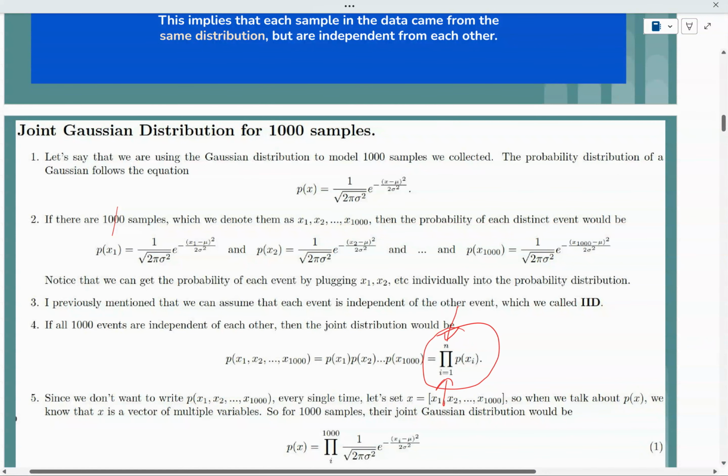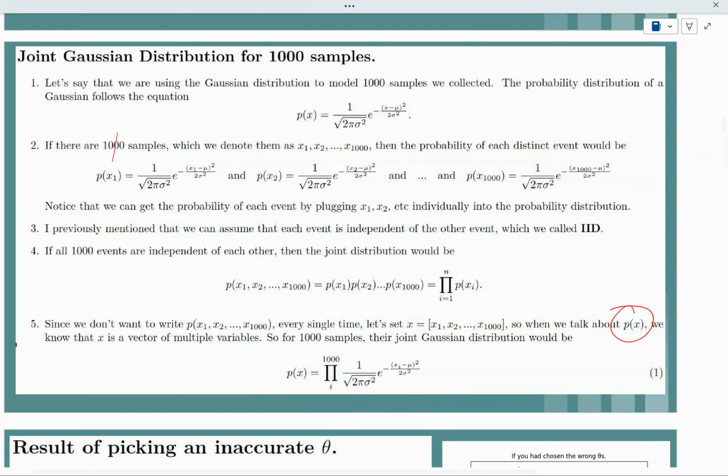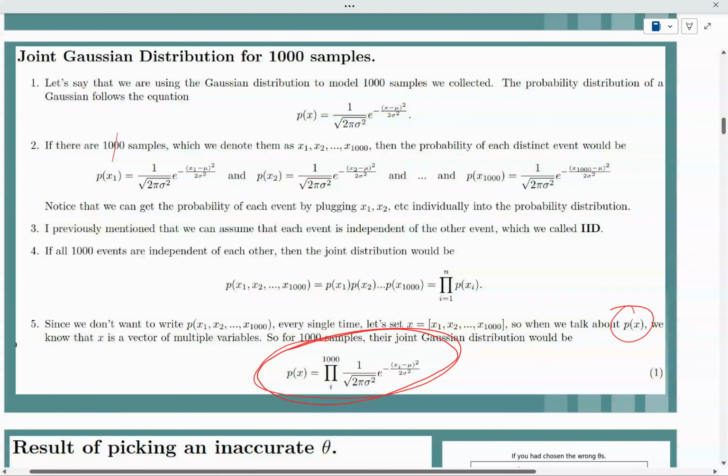Right. So it's multiplying x1 all the way to x1000 together, multiplication. Since we don't want to write 1 to 1,000 every time, we're just going to write x, right? That x implies a vector from 1 to 1,000. So when we talk about p of x, we're talking about this whole thing. This p of x is a product of 1,000 Gaussians multiplied together. Okay, so this is the distribution. This right here is the distribution.